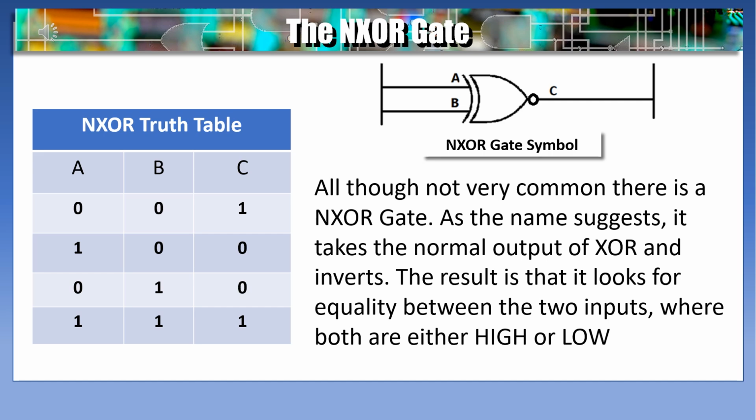Although not very common, there is an exclusively NOR gate. As the name suggests, it takes the normal output of the exclusive OR and inverts it. The result is that it's looking for equality between the two inputs where both are either high or low.